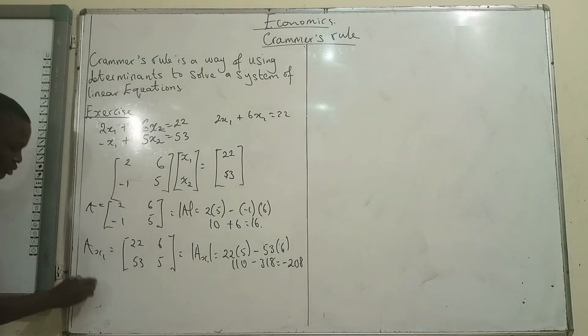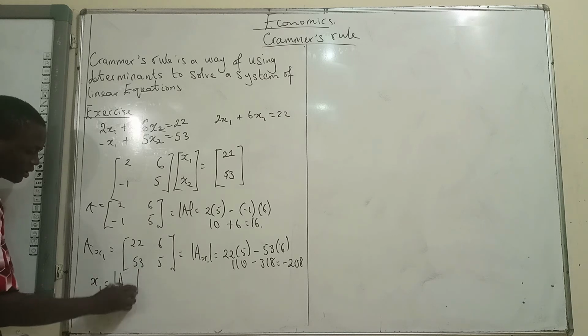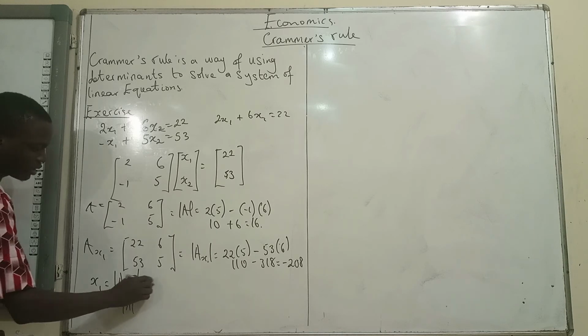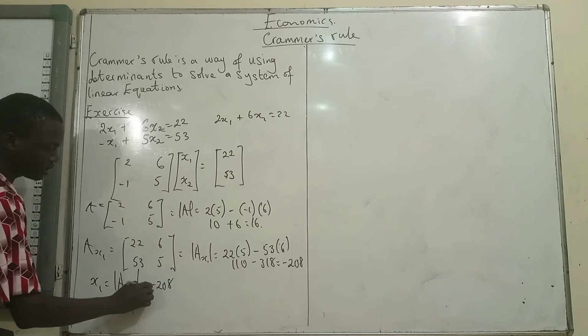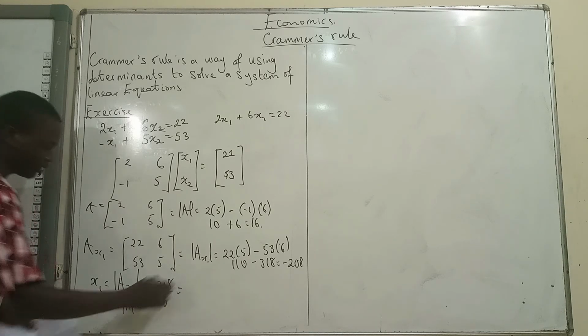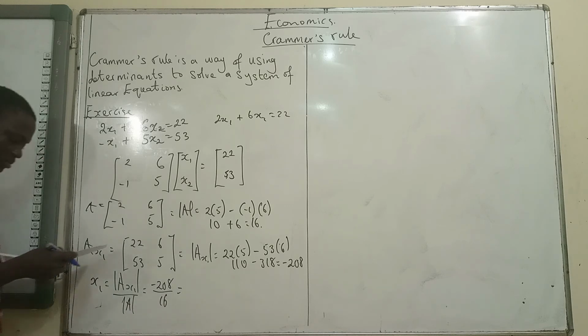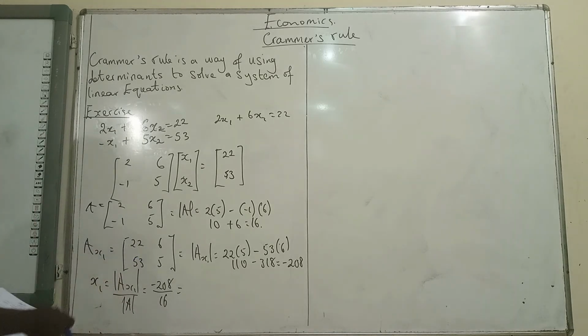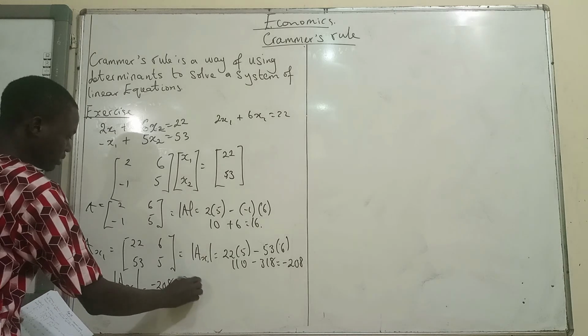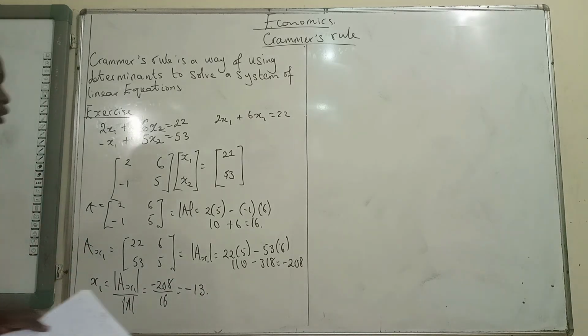So how do we get x1? x1 is simply the determinant of A x1 divided by the determinant of A. I will be having minus 208 divided by 16, and this should give us minus 13. So x1 is minus 13. We need to do the same for x2.